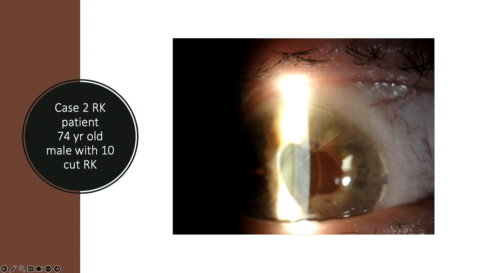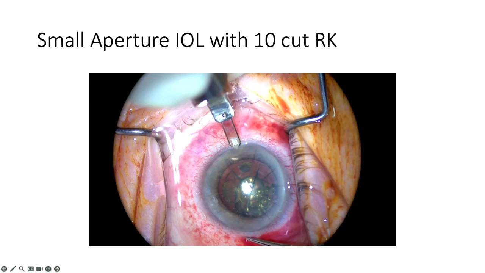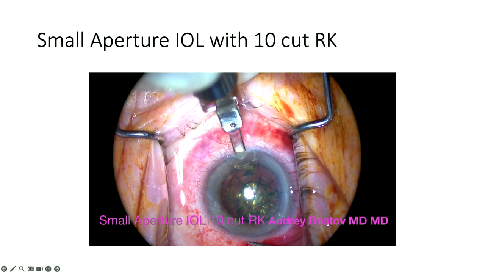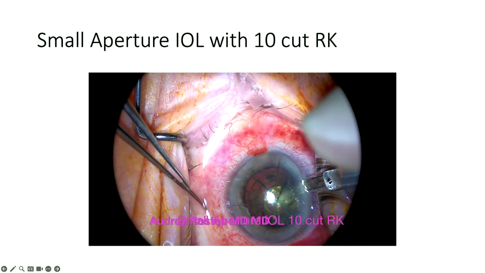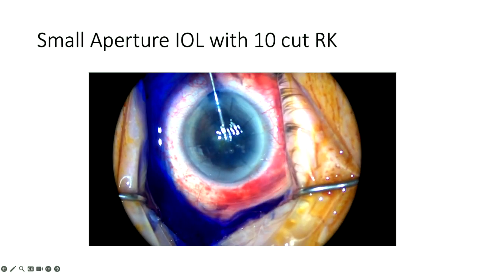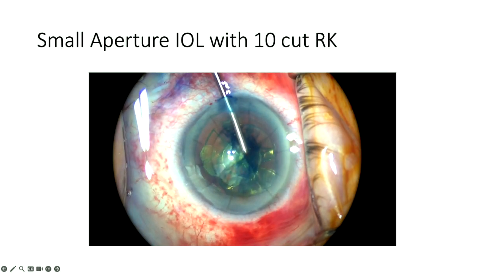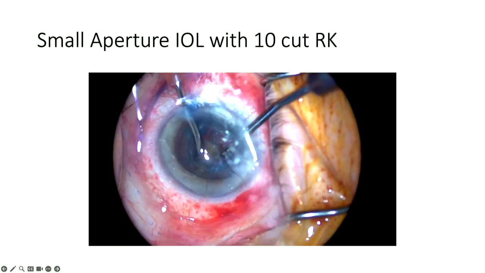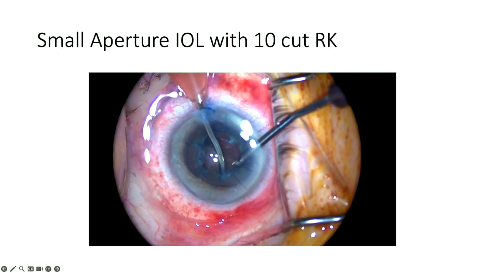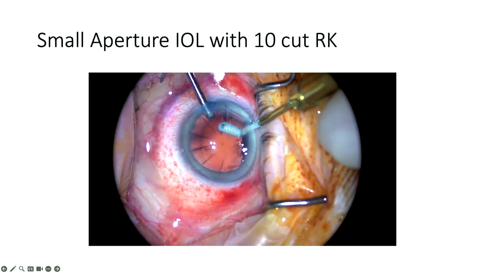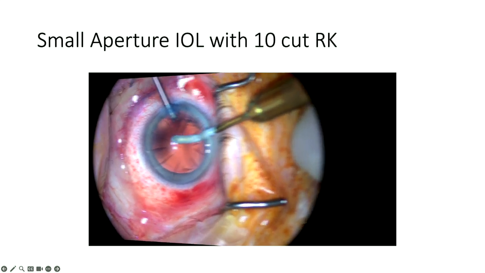Case 2, we have an RK patient, a 74-year-old gentleman with 10-cut RK this time, and here you could see the surgery. I measured and saw that I could, in fact, go ahead and get the keratome in between the incisions, and so chose to go through clear cornea. Again, I do biaxial surgery.